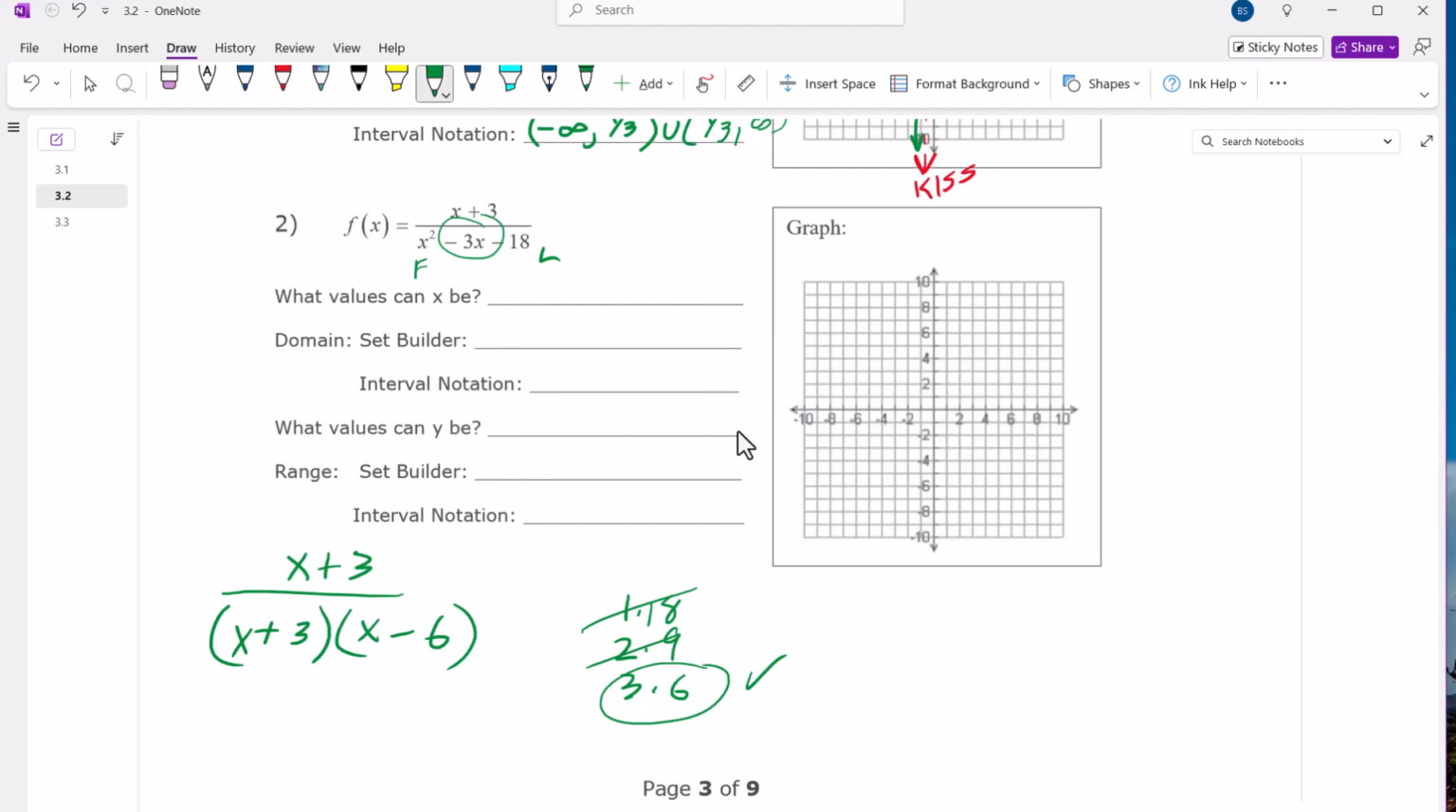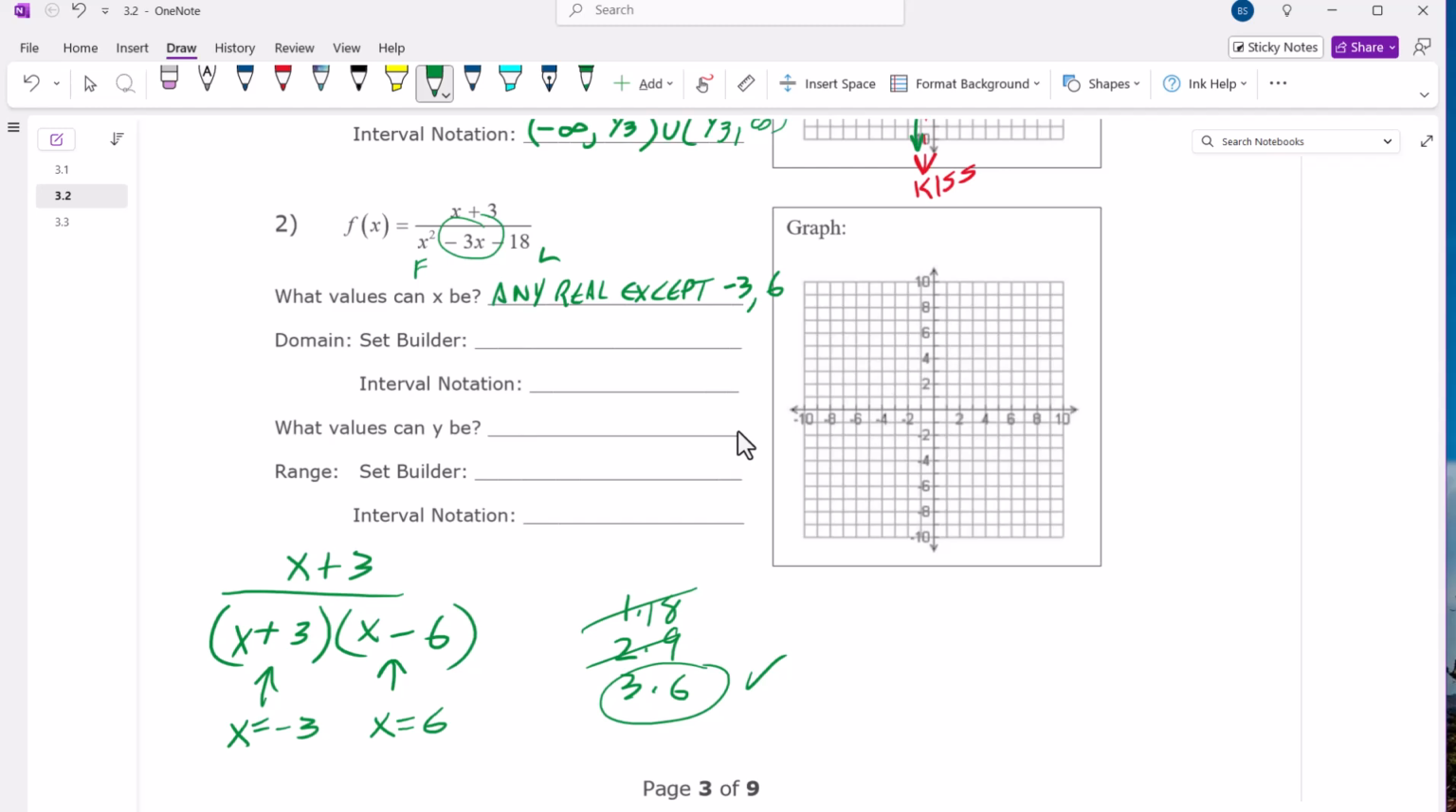Now, in this problem, if you're finding the domain, don't cross out the x plus 3. Just leave it alone. The thing is, if x is -3, that makes this 0. And if x is equal to 6, it makes that factor 0. So x can be any real number except it can't be -3 and it can't be 6.